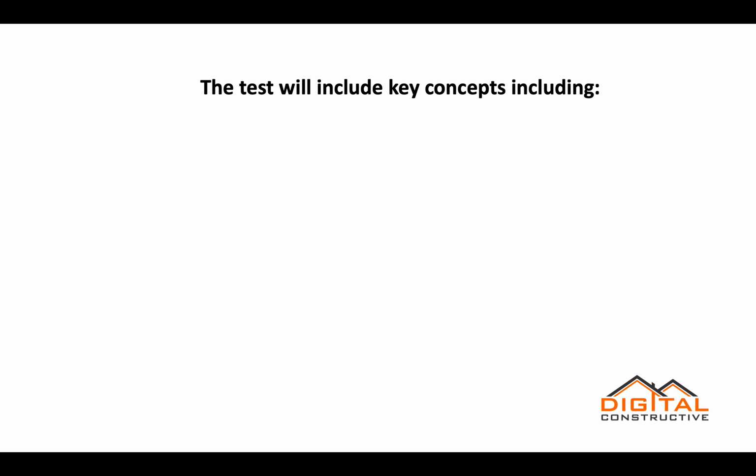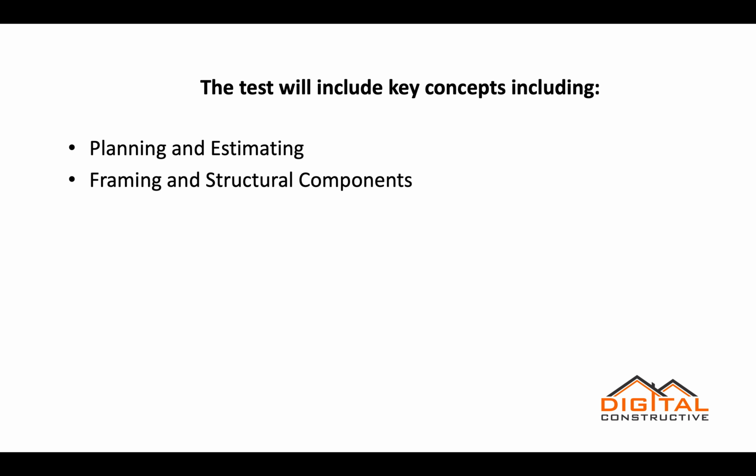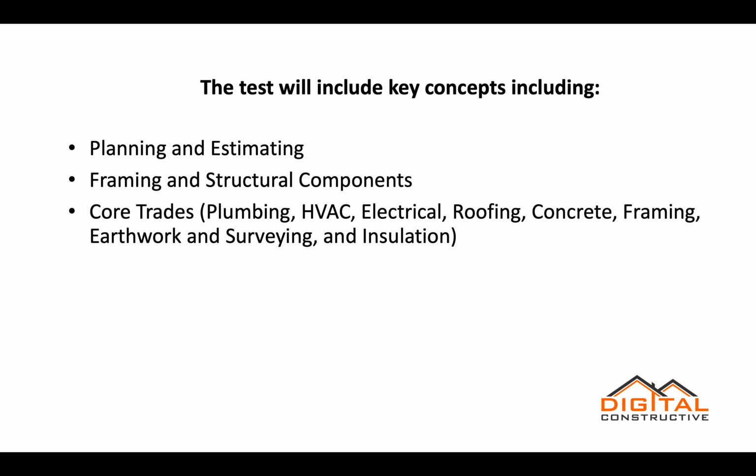Now, the test is going to cover key concepts. So for the general contractor license, there's going to be a portion on planning and estimating. There's a portion on framing and structural components. That's a big portion of the exam. You're going to have to know about your core trades, so plumbing, HVAC, electrical, roofing, concrete, framing, earthwork and surveying, and insulation. You'll have to know about your finished trades. And then, of course, you'll have to know a lot about safety. So these are the main topics covered on the general contractor license exam.